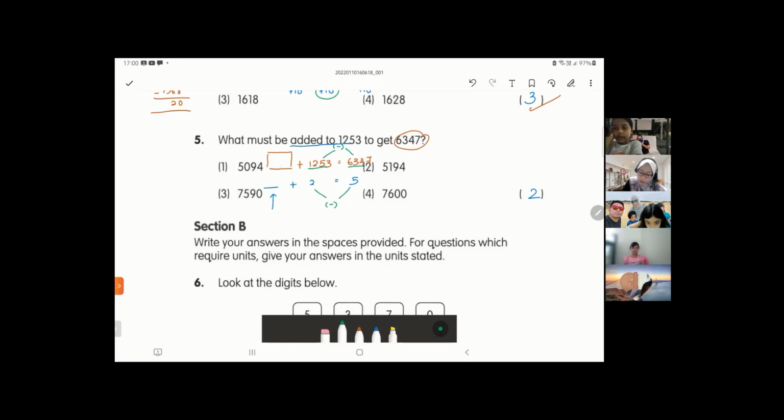Okay, so to get the blank, you take 6, 3, 4, 7. Take away 1, 2, 5, 3 equals to 7 minus 3, 4. 4 and 5 cannot minus, so I have to borrow from the other one, this group, okay? 14 minus 5 is 9, then 2 minus 2 is 0, 6 minus 1 is 5. Answer is number 1.